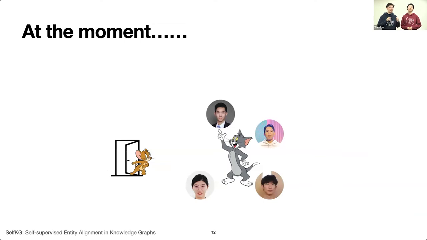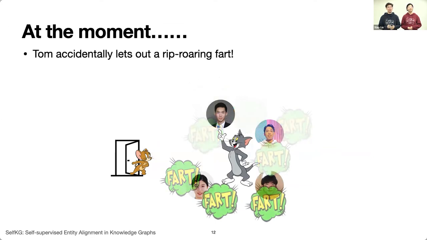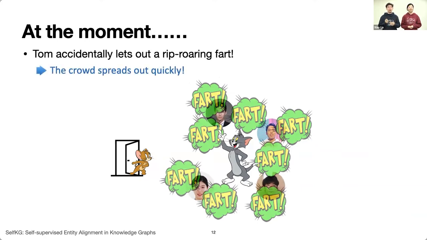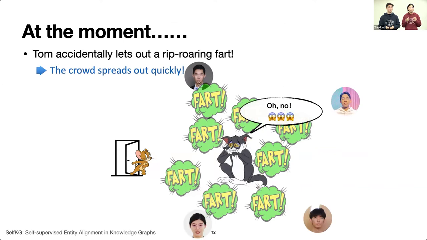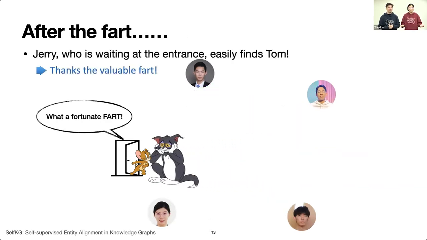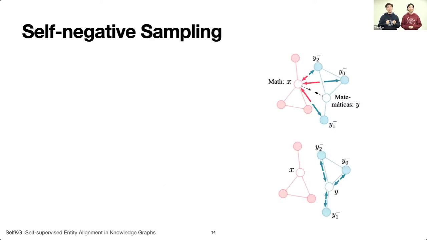So, relax. Something amazing just happened. At the moment, something accidentally happened. It is somewhat damaging, though. But the effect is so awful that as a result, the crowd breaks away from you. Oh, in that case, why did you find it? This is just a valuable source. Yes. This part also inspires us to explore a new kind of negative sampling strategy in SelfKG.